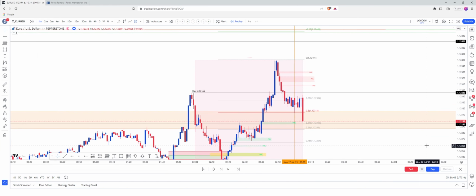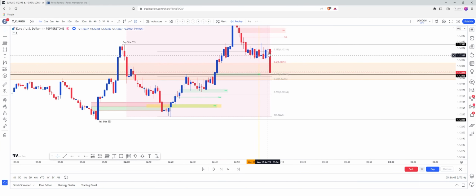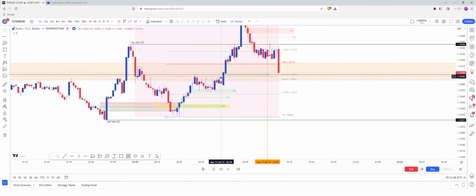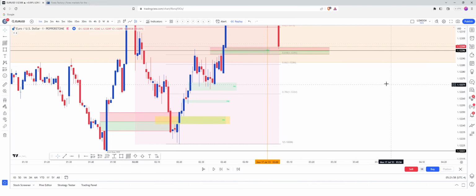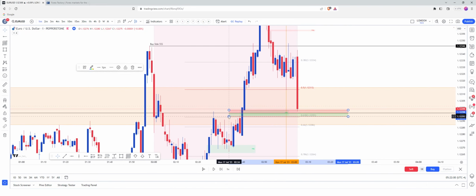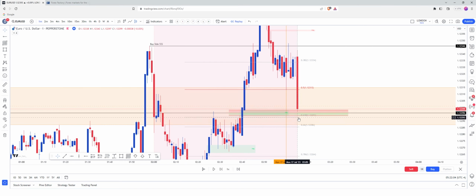We are into discount of the range, fair value gap and order block at this area. So worth keeping a check on how price respects this. Just above optimal trade entry as well, so our 61.8 fib, 66 fib, just over this order block.